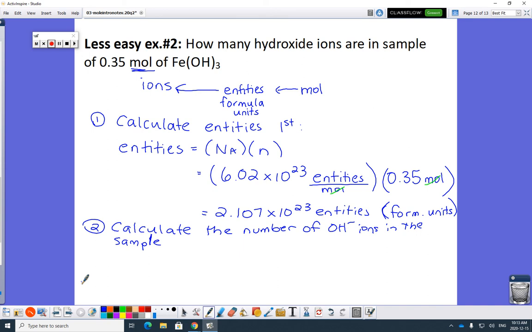So we want the number of hydroxide ions in the sample. So start from what you already know, okay? What do I know? How many hydroxide ions are in iron 3 hydroxide? How many? If I asked you to balance this, you would count 3, right? Okay, so you know that. So start with what you know.